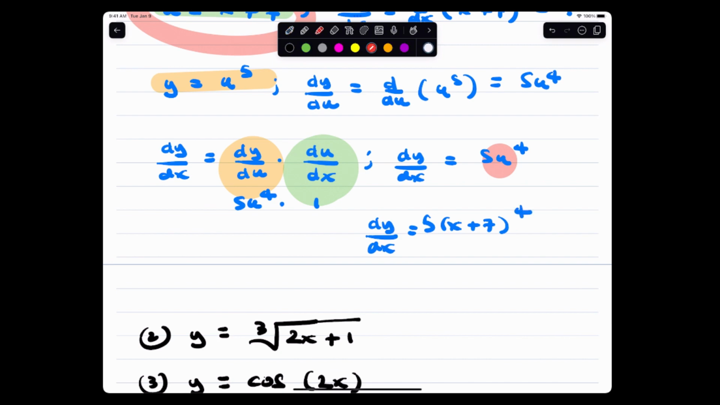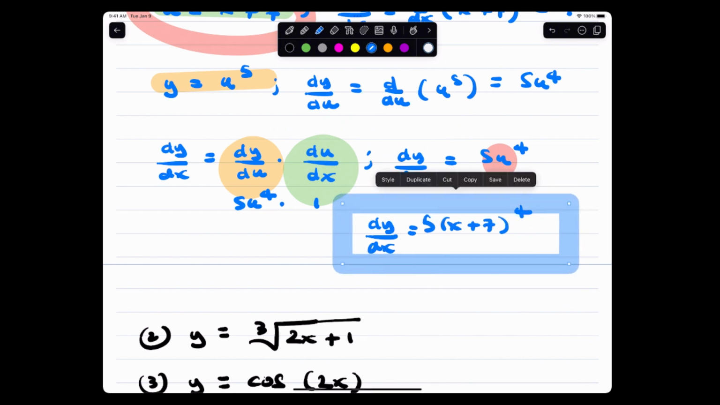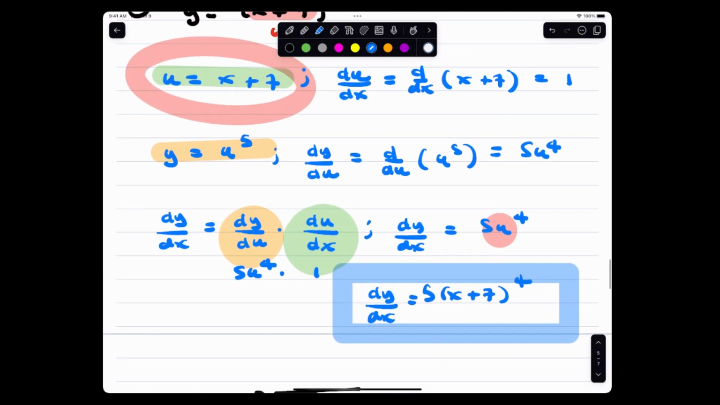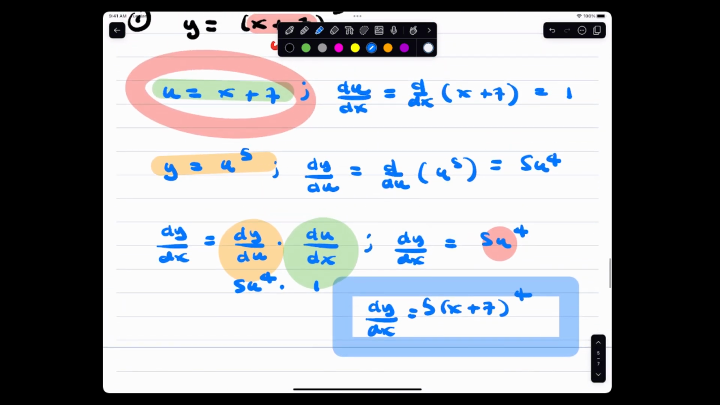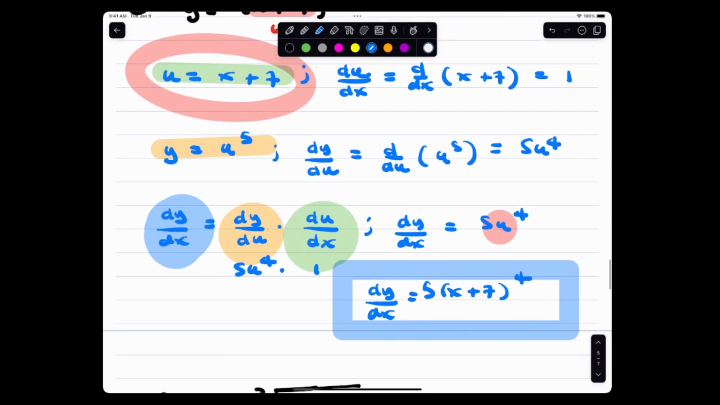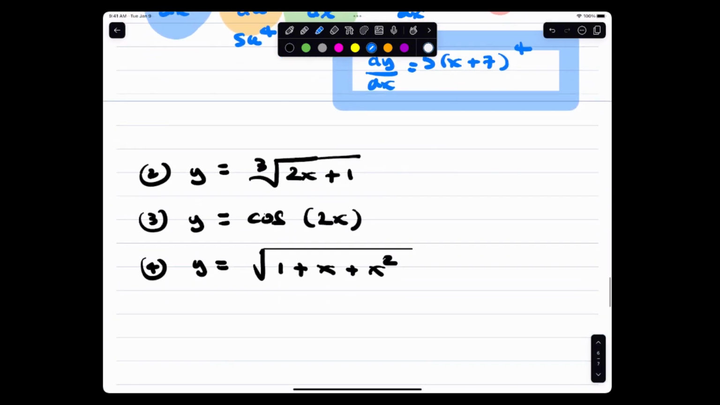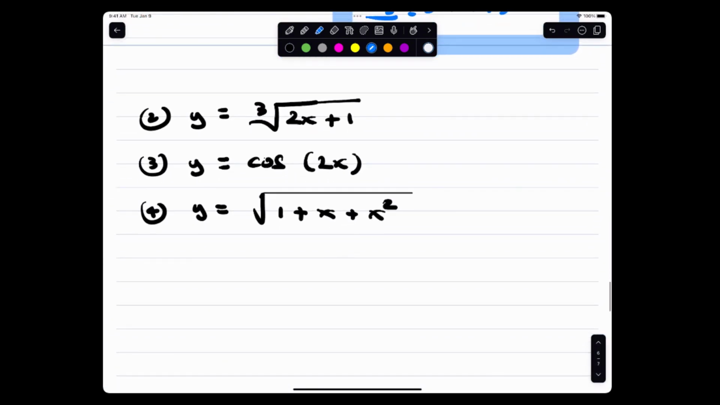What do you guys think? Easy peasy lemon squeezy? What do you guys think? Is that good? All right.